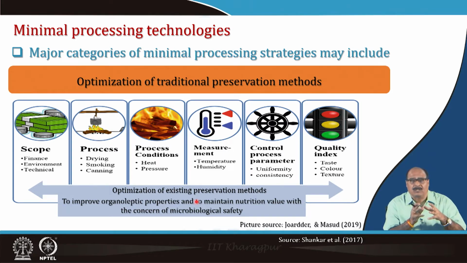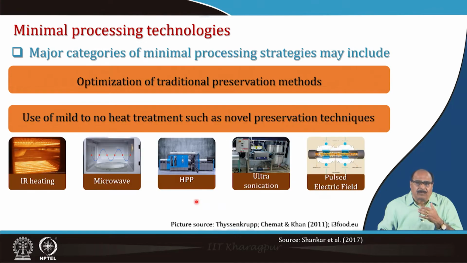So, these traditionally used processes are optimized in such a way that you give minimum possible heat requirement and minimum possible other conditions, such as salt and other things, so that you get improved organoleptic properties and maintain nutritional value with the concern of microbiological safety. So, that is one way. One way of minimal processing may include optimization of the traditional preservation methods to get better results, or to reduce the severity of the traditional method, so that you can get better nutritional value.